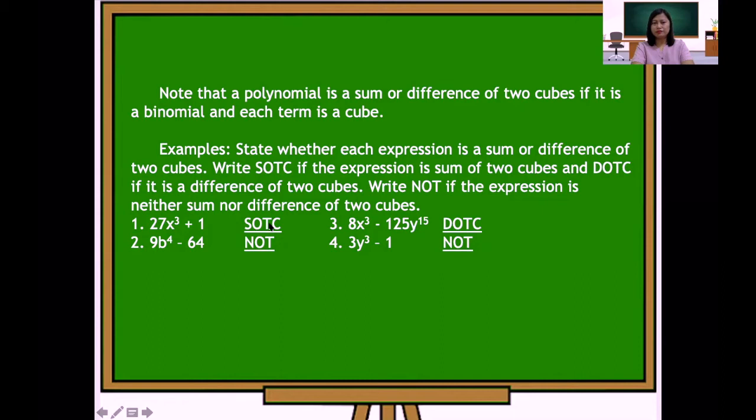Number two, the answer is NOT because of 9b raised to 4. Number three, the answer is DC. 8x cubed and 125y raised to 15 are perfect cubes. And we have here minus, so we have a difference of two cubes. Number four, the answer is NOT because of the first term, because of three.